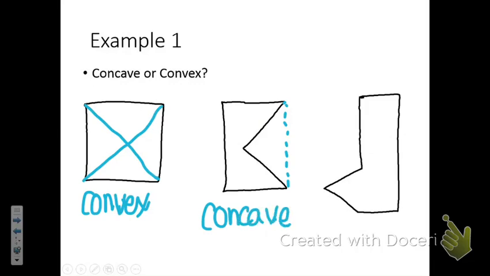Now this one might be a little tricky because you see that point out to the side and you think, well, it's convex. However, if I try to connect this top vertex to that point, that diagonal falls completely outside my figure, so therefore it is concave as well.